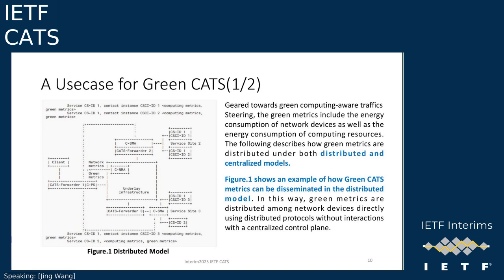Figure 1 shows an example of how green CATS metrics can be disseminated in the distributed model. In this way, green metrics are distributed among network devices directly using distributed protocols, without interactions with a centralized control plane.